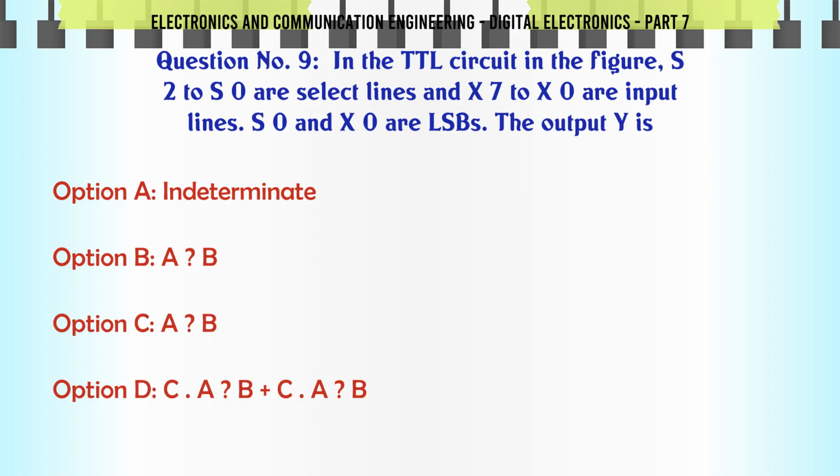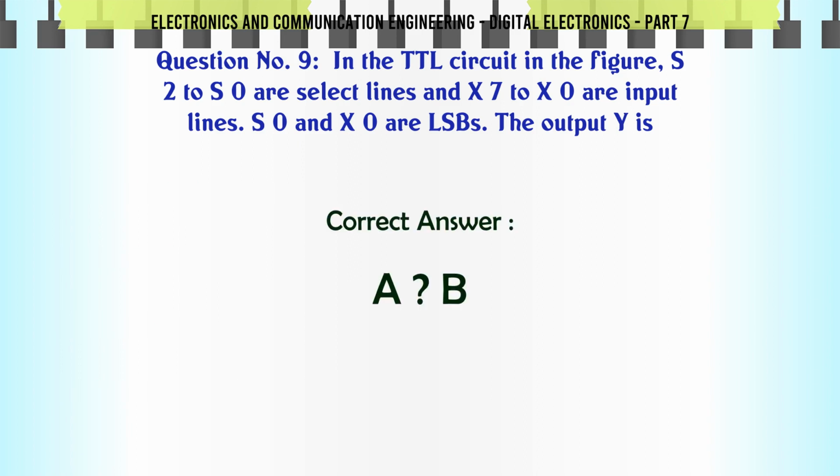In the TTL circuit in the figure, S2 to S0 are select lines and X7 to X0 are input lines. S0 and X0 are LSBs. The output Y is: A. Indeterminate, B. AB, C. AB, D. C, ABC, AB. The correct answer is AB.